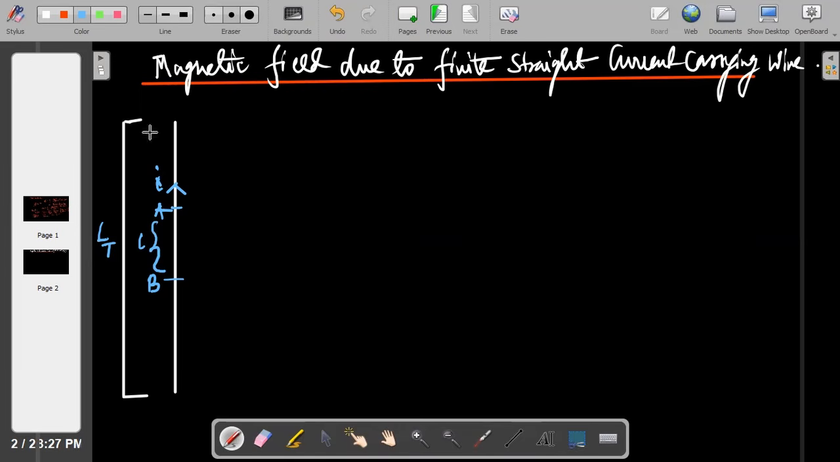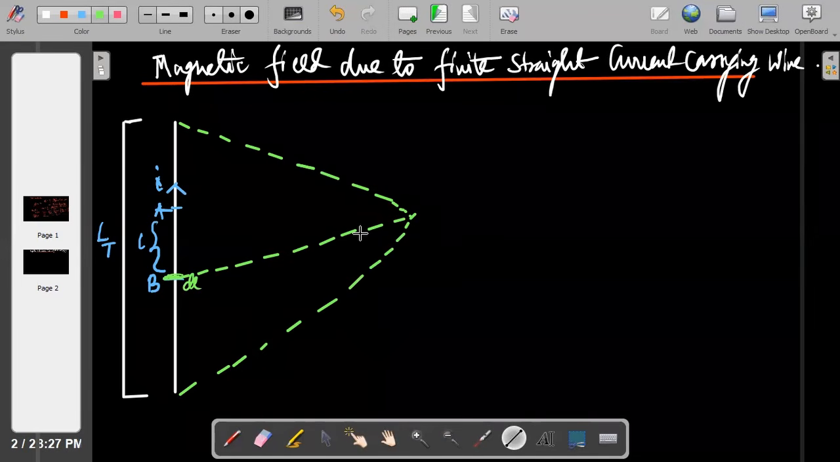Now we can cut a small segment that is dl here, and if you integrate, it will give the total length of AB, right? A small length dl we are taking, and let's say this point is P, and from this point we are joining these 2 points.